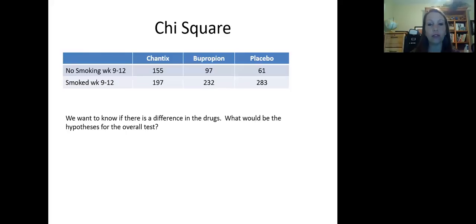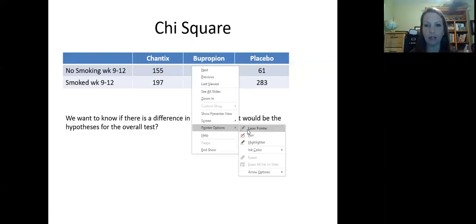And we want to know if there is a difference in the drugs. So what would be the overall hypothesis test, what would be the hypotheses for the overall test? So this one, we're dealing with two categorical variables, the treatment and whether or not they were able to stop smoking. Because we have two categorical variables, that would lead us to doing a chi-square. Another way we can know it's a chi-square is because we could look at it as comparing three different proportions here. So let me turn on my pen here.